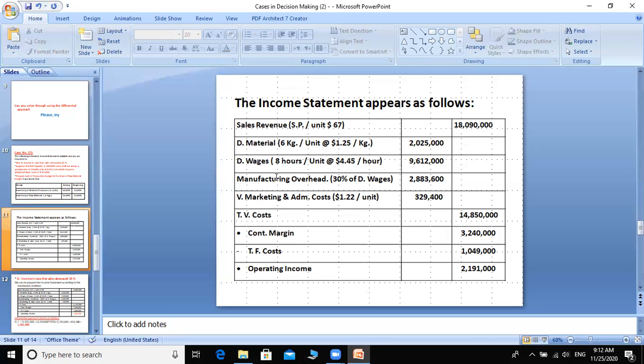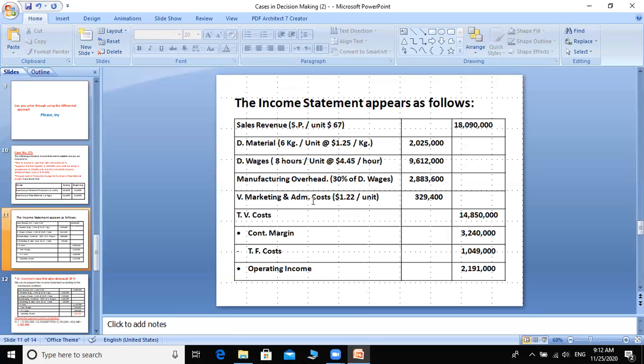Pay attention that manufacturing overhead is 30% of direct wages. This means that direct wages is variable. All direct costs are variable. As this is a percentage of a variable, it is a variable cost.